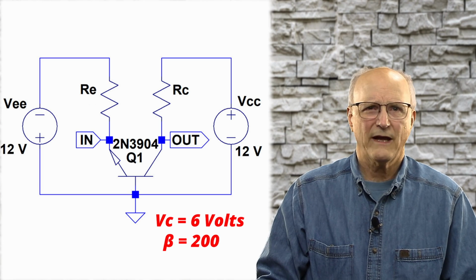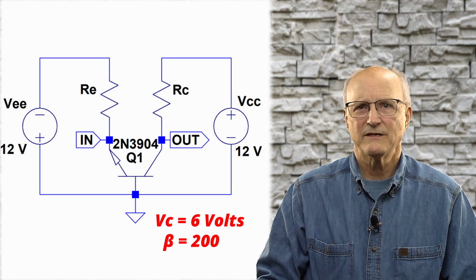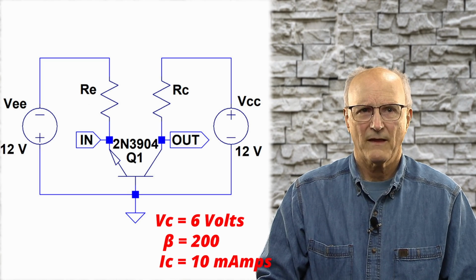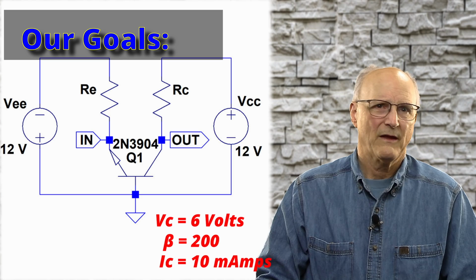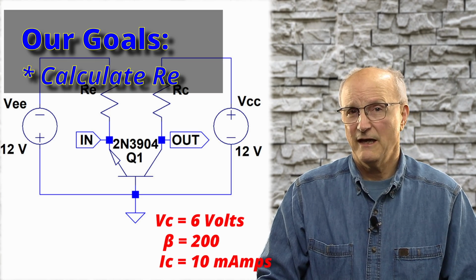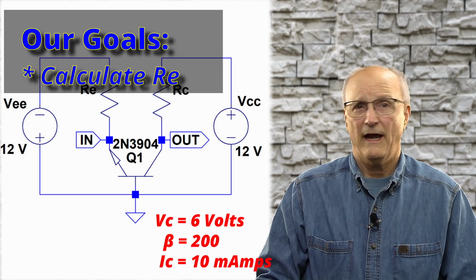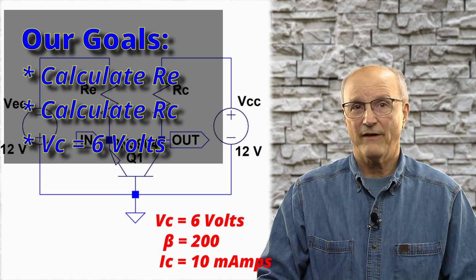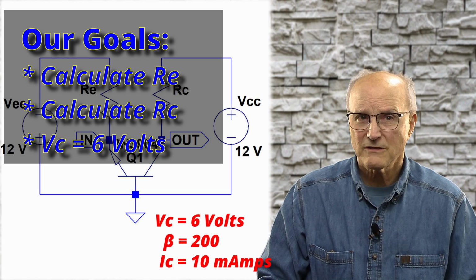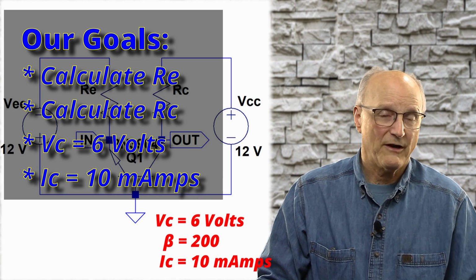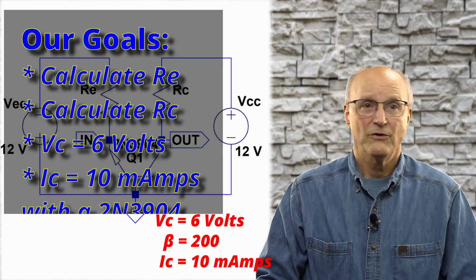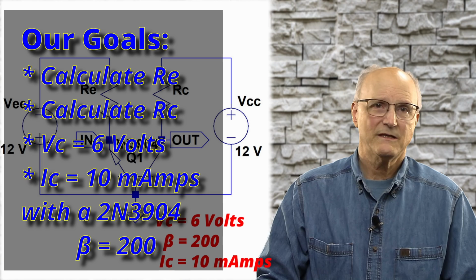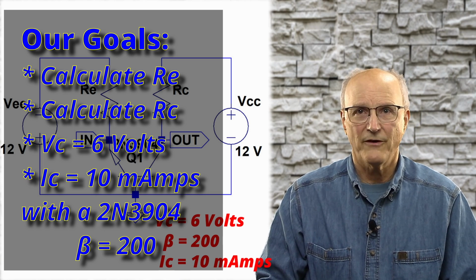Now, with a little help from the data sheet and picking a number out of the air, our desired collector quiescent current operating point is going to be 10 milliamps. This is IC. So what are we trying to do? Well, we're going to calculate the needed emitter resistor and the needed collector resistor such that we have a collector voltage of 6 volts with a collector current of 10 milliamps using a 2N3904 transistor, which has a DC current gain of 200.